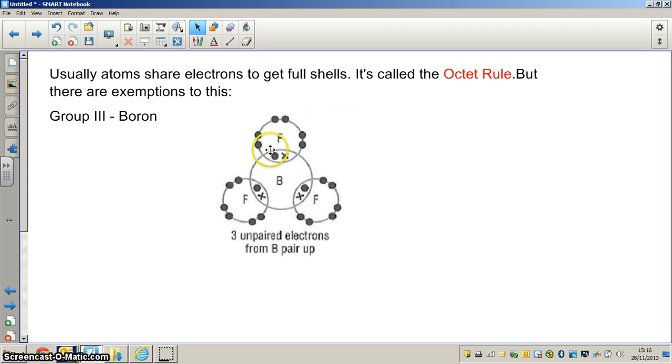In this case, if we look at the outer shell of this boron trifluoride, with respect to the boron element, we only have 6 electrons in the outer shell, and that's okay. The real rule basically here is that these have to be pairs or groups of pairs. So boron forms covalent compounds with 6 electrons in its outer shell, and that's quite acceptable.